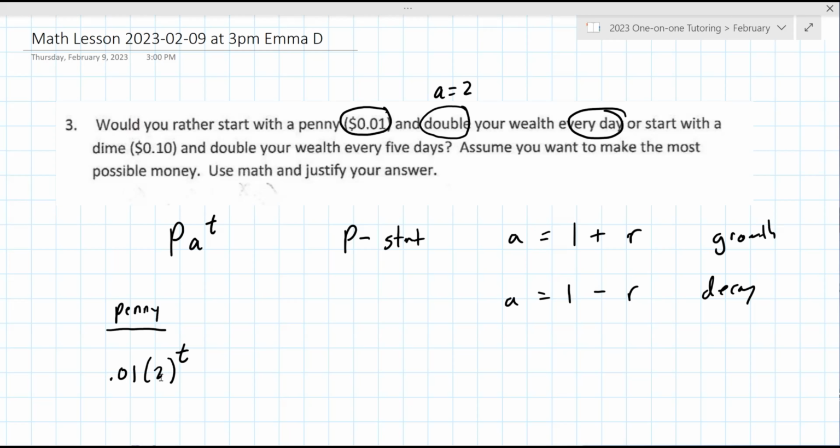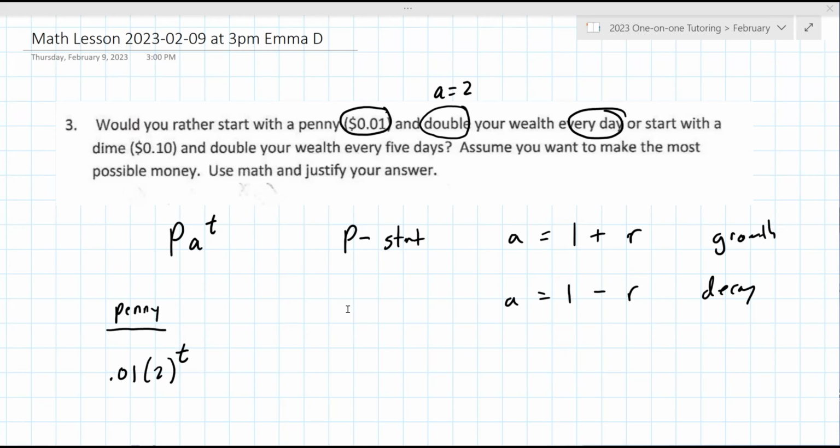On day 0, you have a penny. Day 1, you should have 2 pennies. Day 3, you should have 4 pennies. Right, so you should check it. You should try it for t equals 3 and make sure that this works. If you have a calculator, you can do that. It does work, I'll just say it that way, but you're welcome to check.